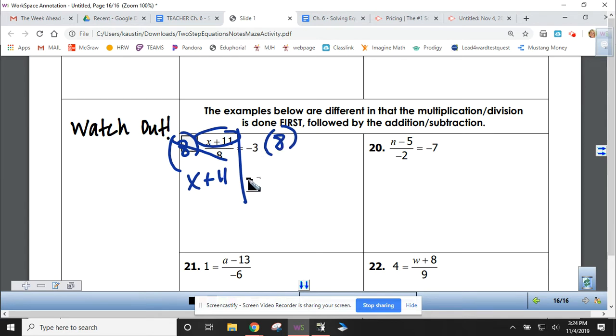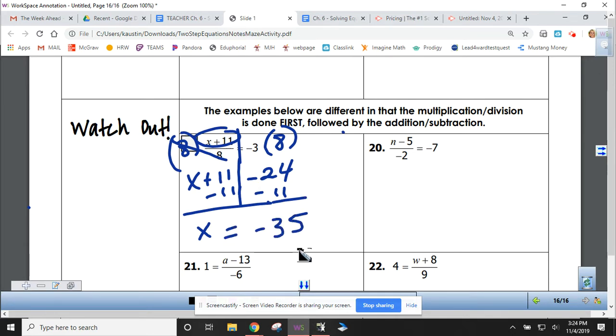Negative 3 times 8 is negative 24. Let me fix this. That looks like a 4. Make sure we can read my writing. Plus 11. Okay, so now I can get my x alone by subtracting the 11 from each side. And I've got x equals, see, it looks like a 4, doesn't it? Minus 11, negative 35.